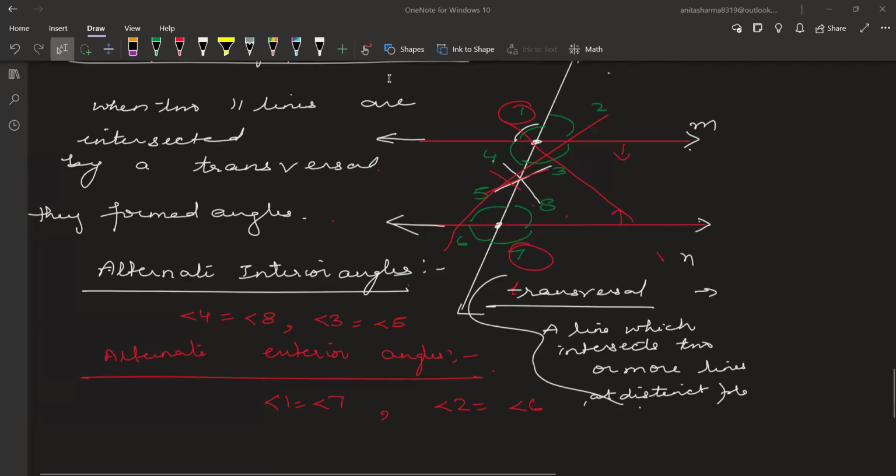All have written, children? Yes, ma'am. Ma'am, can you repeat the meaning of transversal again? Beta, transversal means a line which intersects two or more lines, especially parallel lines. Clear, beta? So L is the transversal because it intersects parallel lines M and N at 2 points. If there will be 3 lines, then it will intersect at 3 points.